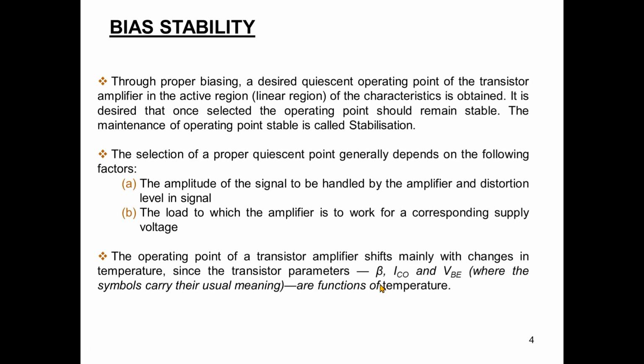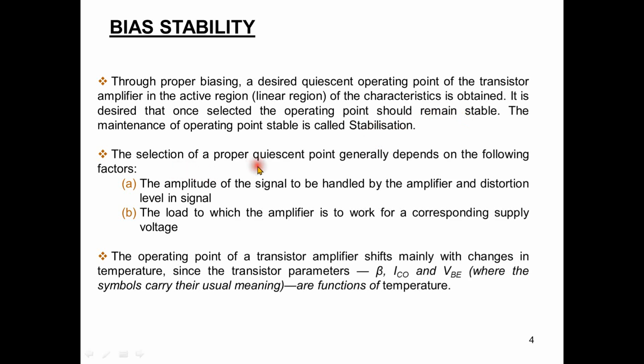And what is meant by bias stability? Through proper biasing, a desired Q point has to be considered. A desired Q point has to be found in the active region of the transistor. What is the active region? A linear region of the characteristics. And it is desired that once the proper operating point is selected, it should remain stable. That is, maintaining the operating point stable is called bias stabilization.